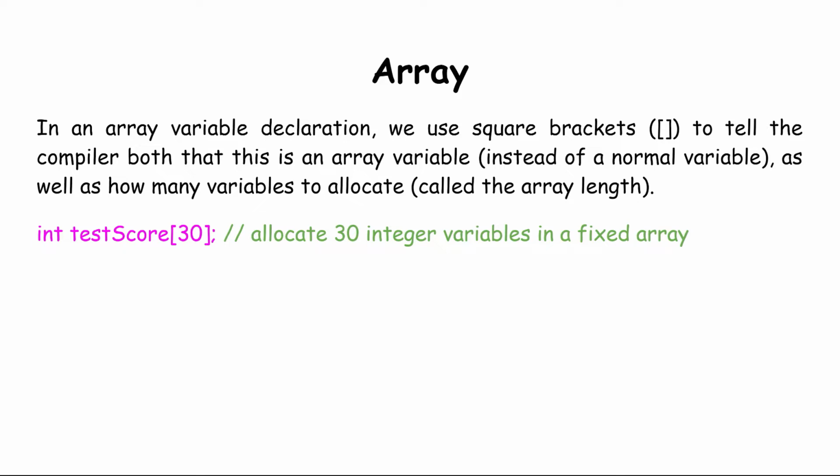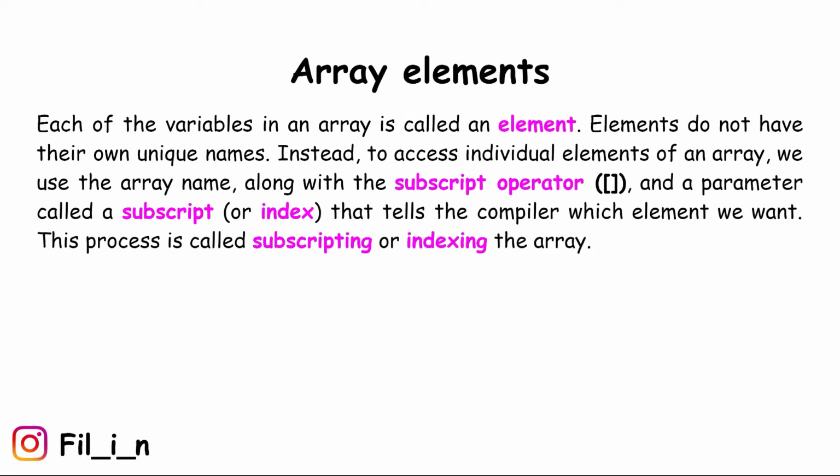int testScore[30]; allocate 30 integer variables in a fixed array. Each of the variables in an array is called an element. Elements do not have their own unique names. Instead, to access individual elements of an array, we use the array name, along with the subscript operator, and a parameter called a subscript, or index, that tells the compiler which element we want. This process is called subscripting or indexing the array.